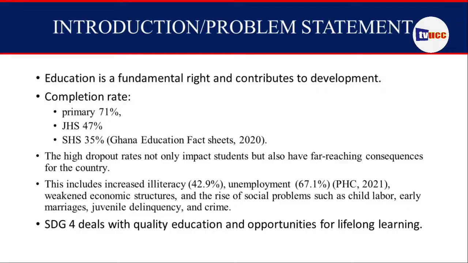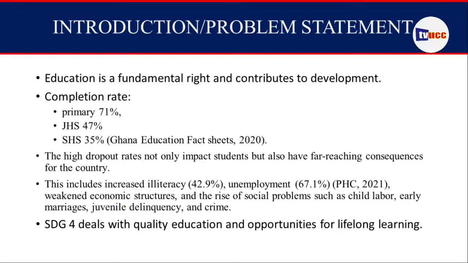However, it has come to our notice that, per statistics available about the number of people who enroll in primary school, JHS or SHS, not all those enrolled get to completion. Statistics show that only 71% in primary complete. The rest, 29%, do not complete. For JHS, 47% complete, and for senior high, 35% complete. The rest are dropouts.